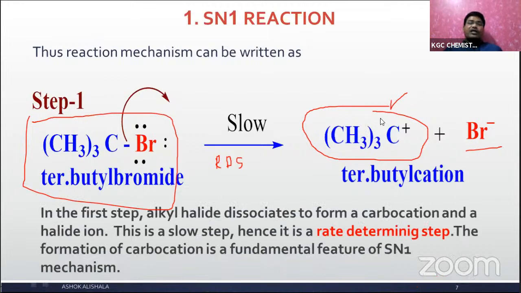In the first step, alkyl halide dissociates to form carbocation and halide ion. This is a slow step, and hence it is called the rate determining step. The formation of carbocation is a fundamental feature of the SN1 mechanism. You remember, in the case of SN2, there is no formation of carbocation, whereas here there is formation of the carbocation.